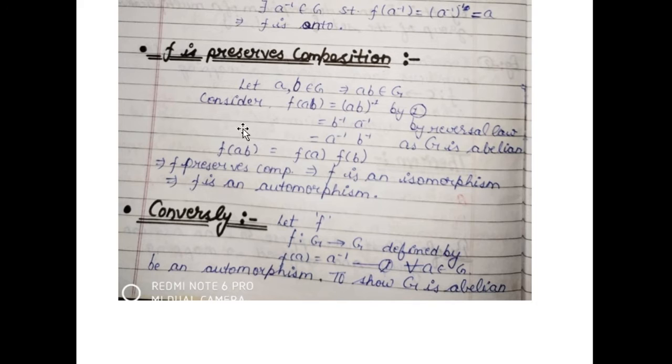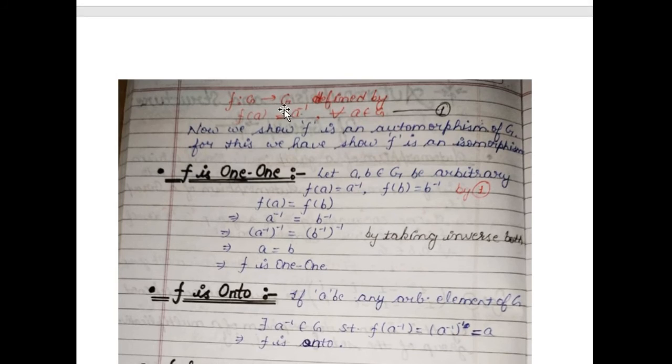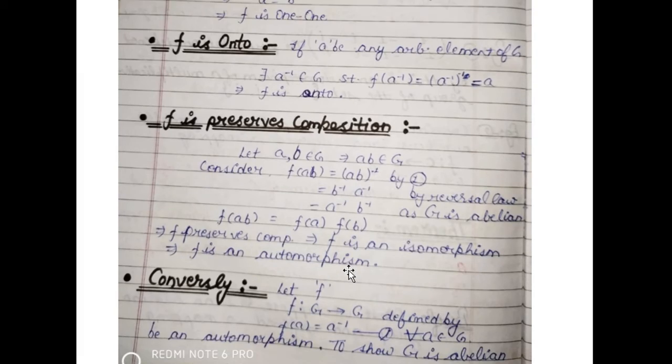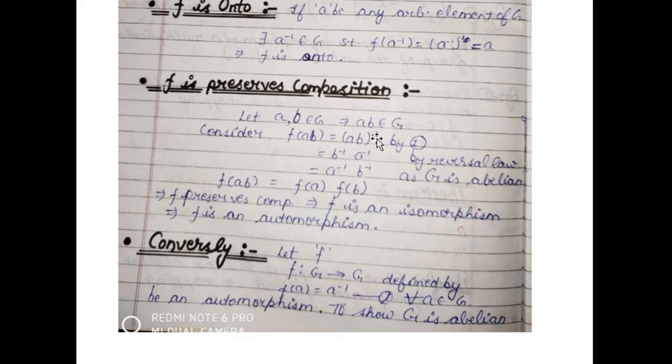Now we are going to show the mapping F preserves composition. For that, consider A and B to be any two arbitrary elements of G. So this implies by closure law AB will belong to G. Now we see the image of F under this AB. F of AB will be what? The definition of the mapping is to associate each element with its inverse. So F of AB will be equal to AB whole inverse.